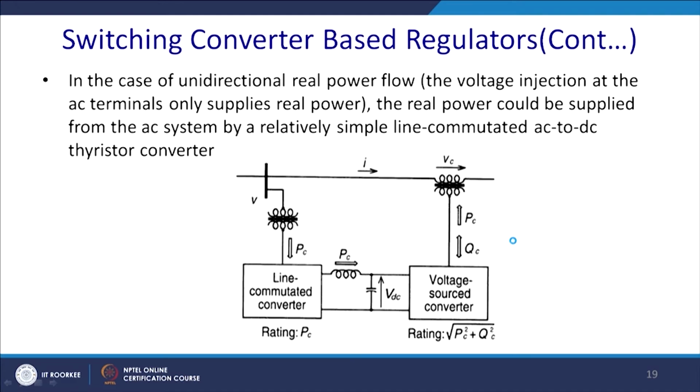In case of unidirectional real power flow, the voltage injection at the AC terminal only supplies the real power. The real power could be supplied from the AC by a simple line commutated AC to DC thyristor converter. Thus, in this way the real power will go, and this will maintain the DC bus voltage, and from there this voltage source converter will compensate the requirement of this QC and the PC as desired.